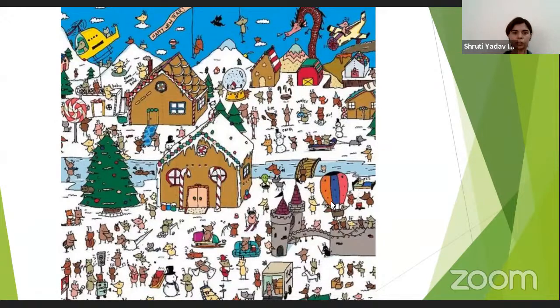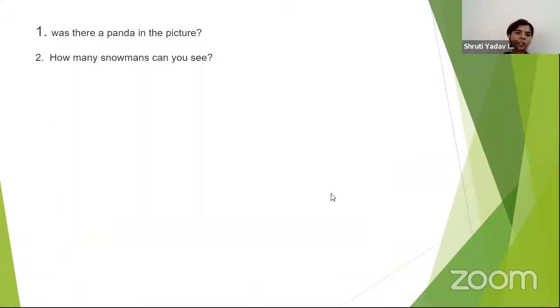Okay, come to the questions. Was there a panda in the picture? Yes, ma'am. Where did you see the panda? Behind the tree. Okay. How many snowmen could you see? 4. Okay, 4. All right. Could you see a dragon in the picture?